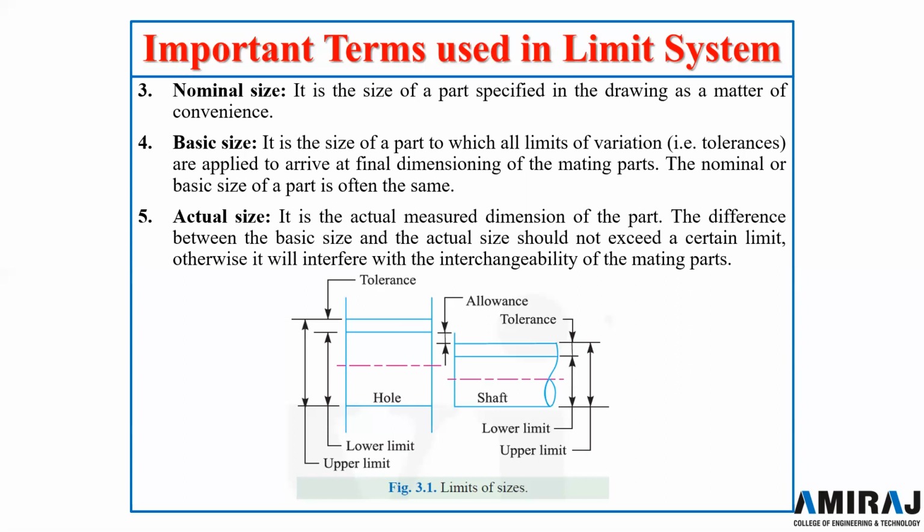Then the actual size. Actual size is the actual measured dimension of the part. The difference between the basic and actual size should not exceed a certain permissible limit. Otherwise, it will interfere with the interchangeability of the matching part. जो matching part की interchangeability है, उसको वो interfere करेगा.